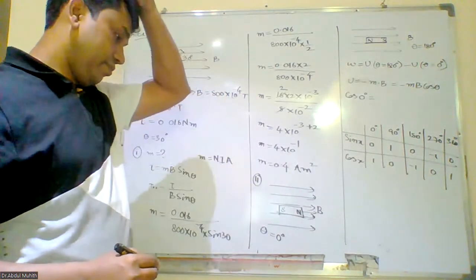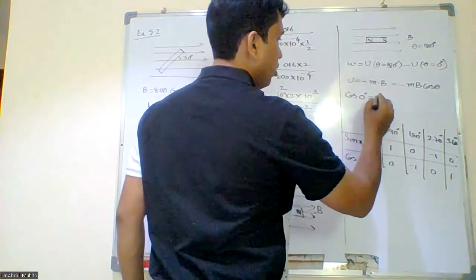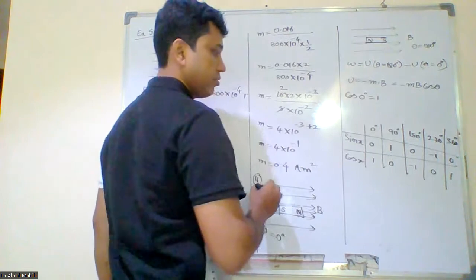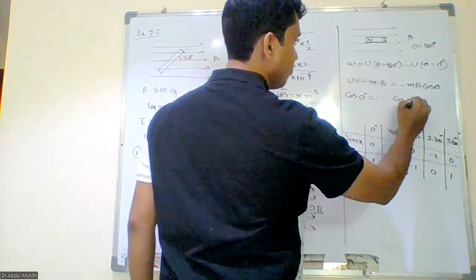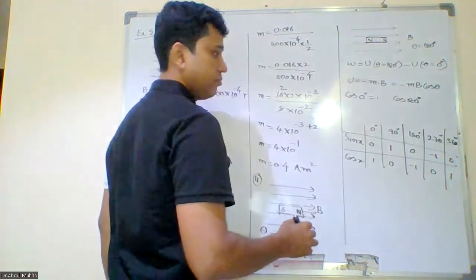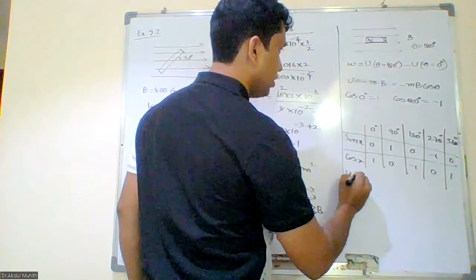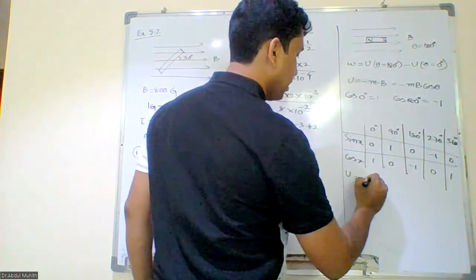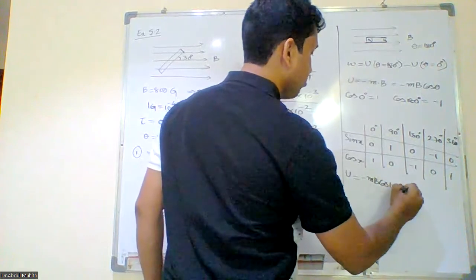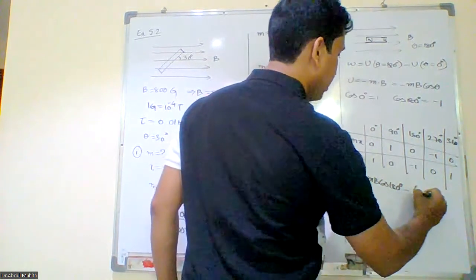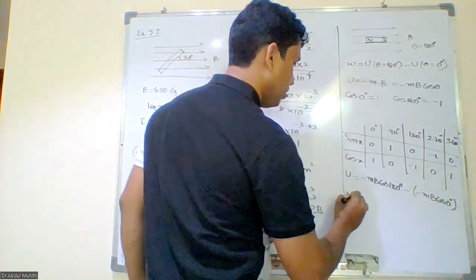Now cos 0 value is 1. And cos 180 value is how much? Minus 1. Very good. Shall we substitute here now? U is equal to, we write minus MB cos 180 degrees minus, again, minus MB cos 0 degrees. Okay. Now, U is equal to how much?